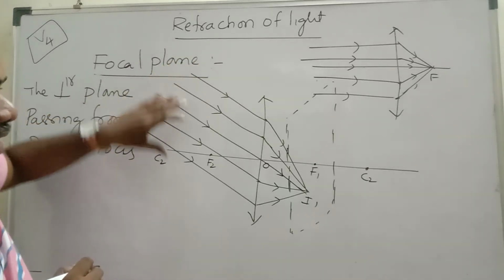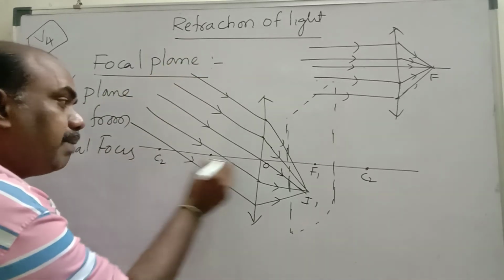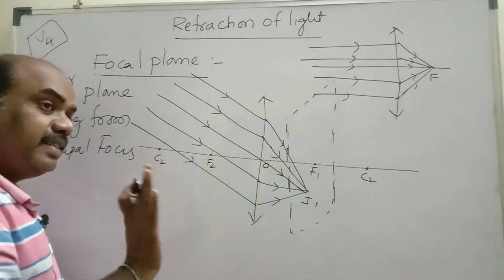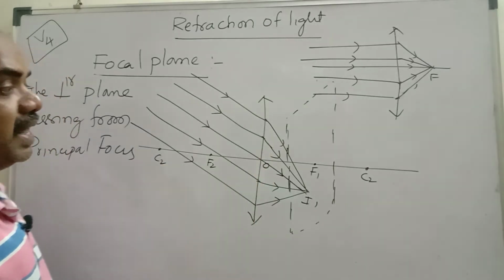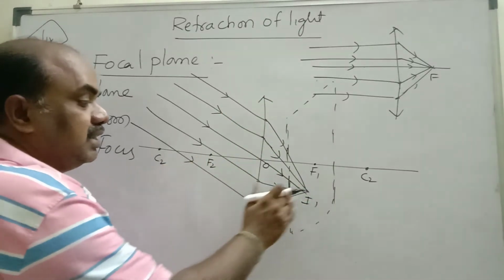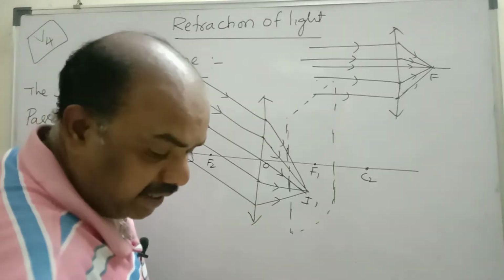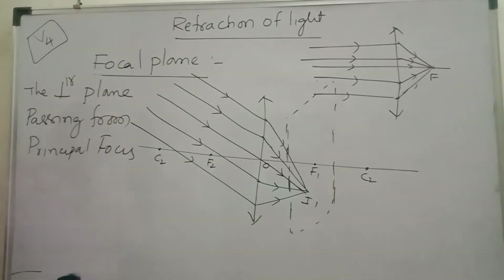All parallel incident rays, in brackets not parallel to the principal axis, that is, only the incident rays are parallel but not to the principal axis, after refraction converge and meet at the focal plane. Very important. Now we will see the concave lens also.